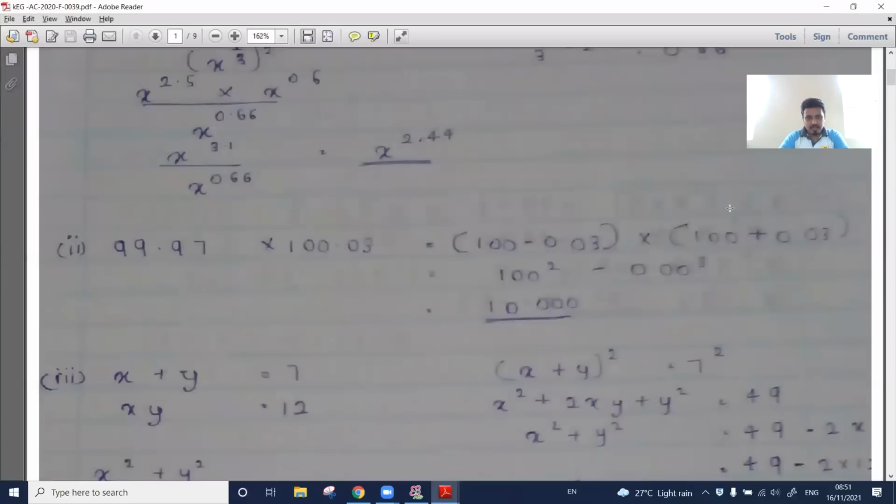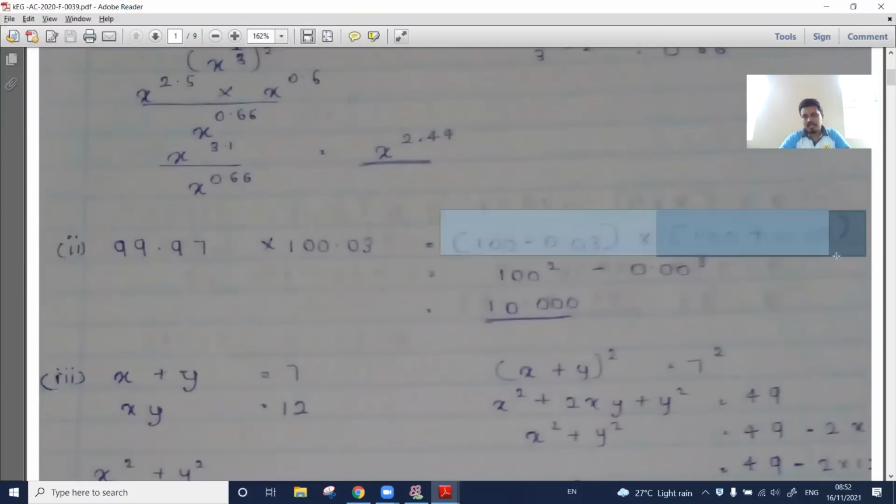Yes, correct. 99.97 can be expressed as how? 100 minus 0.03. 99.97 we expressed as 100 minus 0.03, and 100.03 we can express as 100 plus 0.03.